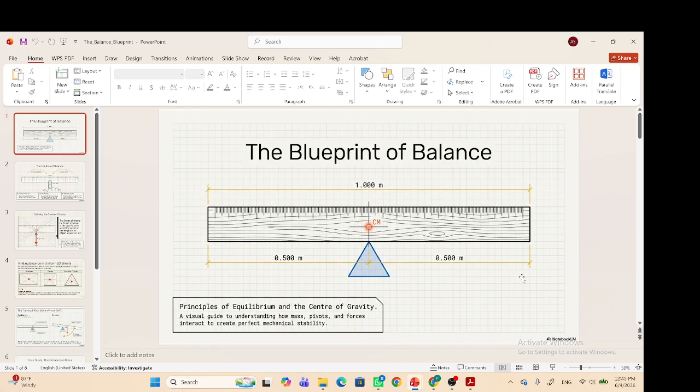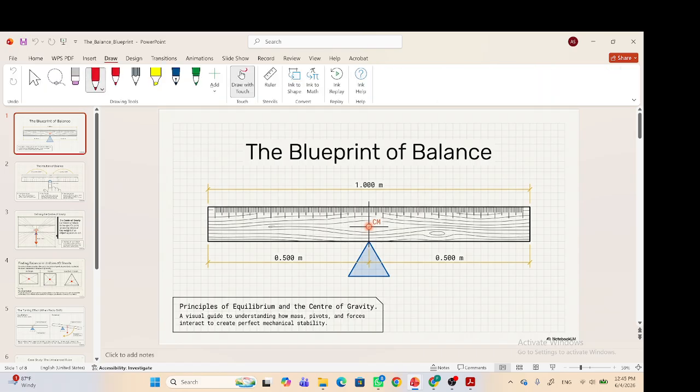Okay, today we want to talk about this title. This is not the main title, but the main title that we are going to talk about is the center of gravity. Do you know what is the exact meaning of center of gravity?